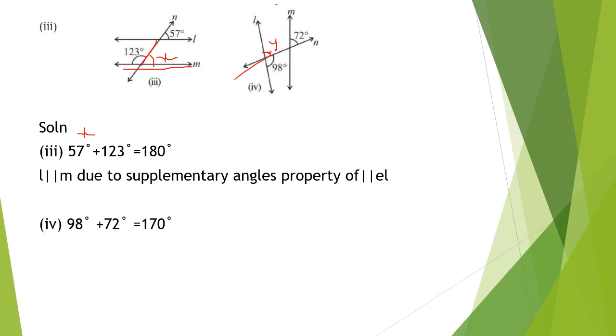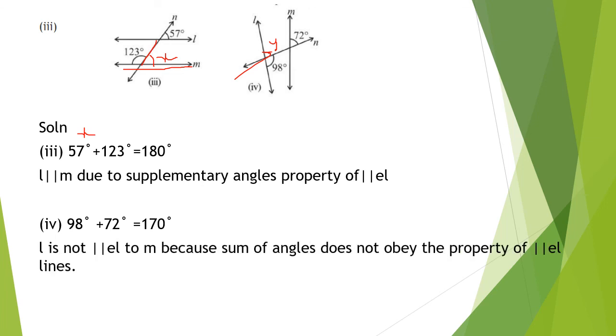Right? So 98 degrees plus 72, you are getting 170 degrees. So you are not getting 180. So we can say L and M are not parallel lines. Okay, so what I said now, children, you can use any method to find the answer.